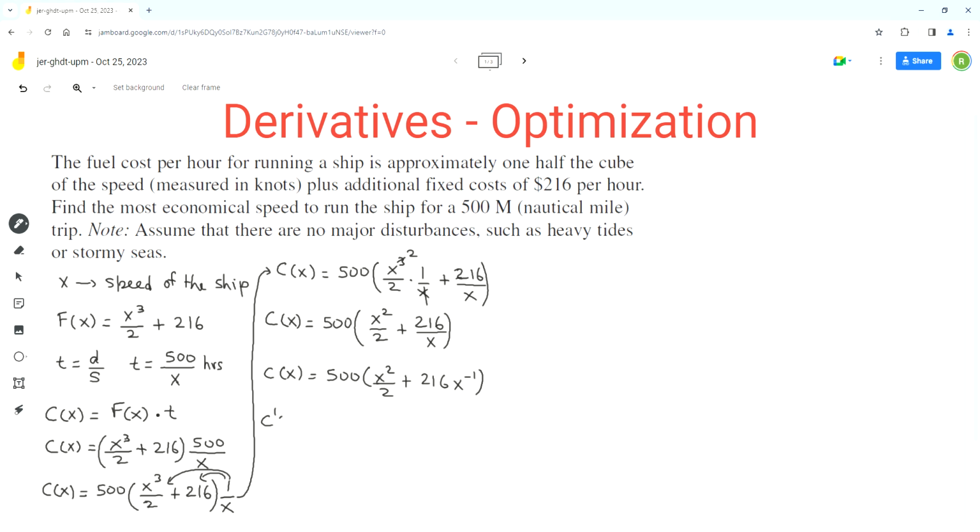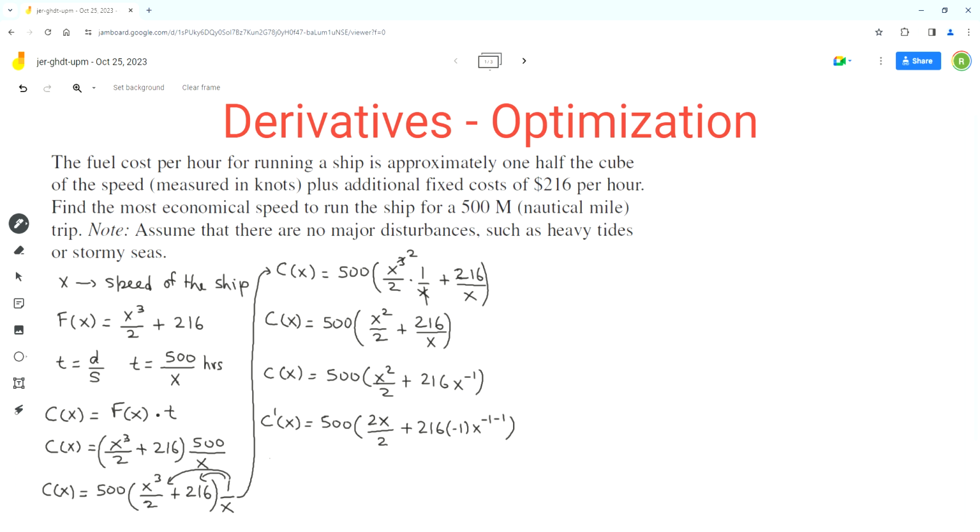Now we can find C prime of x, which is equal to 500 stays as it is because it's the coefficient of the function, and then in parentheses, now the derivative of x squared is equal to 2x, and the 2 in the denominator stays the same because it's just a constant, and then plus, now 216 is the coefficient of the term, so it stays as it is. And now we can use power rule to find the derivative of x exponent -1. So we move -1 to the front, and then we subtract 1 from the exponent.